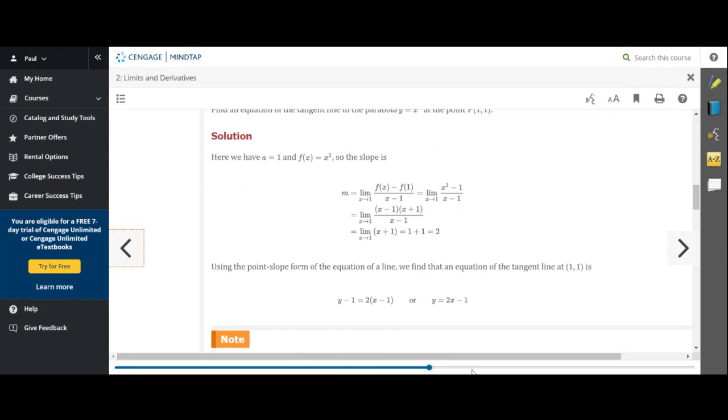All right, are there any questions in regards to getting the tangent line? This is why you've been learning about limits for the past week, because the definition of a derivative is based on the limit of a quotient.